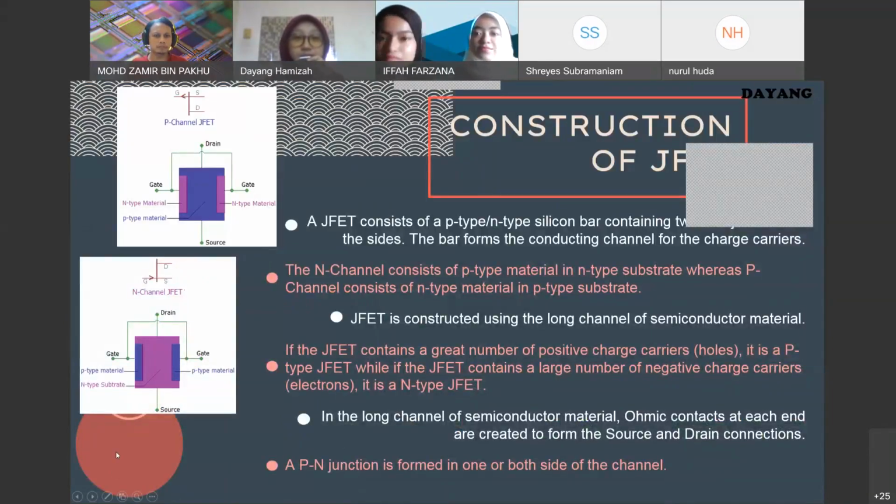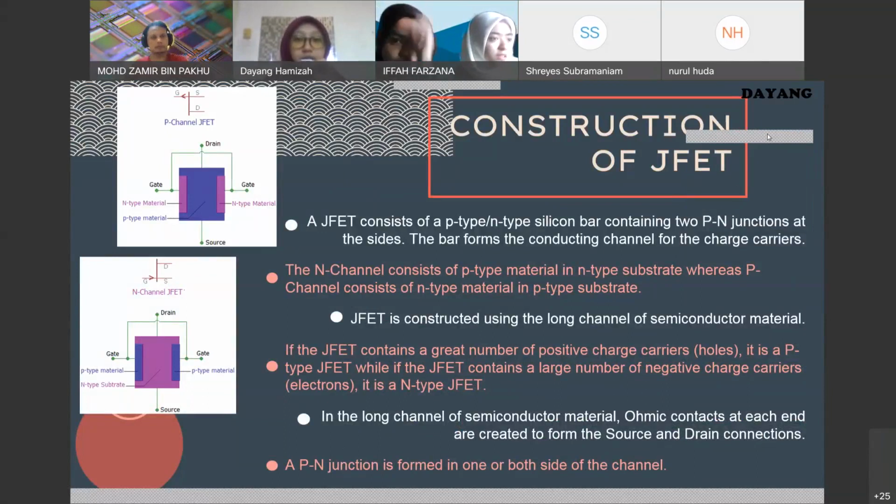Okay, for construction of JFET. A JFET consists of a P-type or N-type silicon bar containing two types of depletion layer at the sides. The bar forms the conducting channel for the charge carriers.